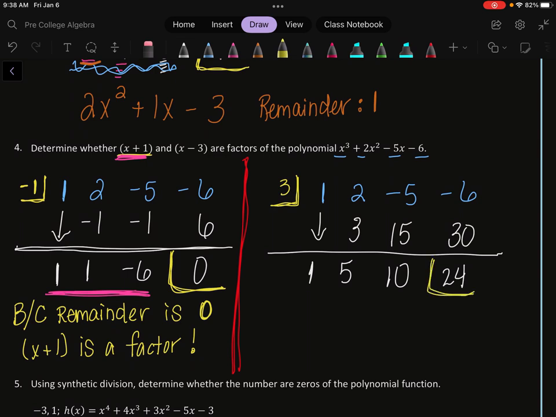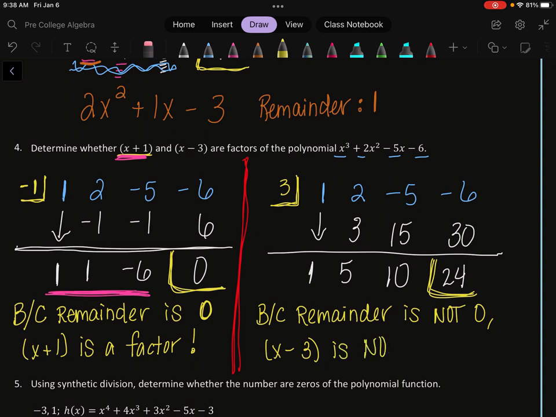But in fact, the remainder is 24. So because the remainder is not 0, x minus 3 is not a factor.